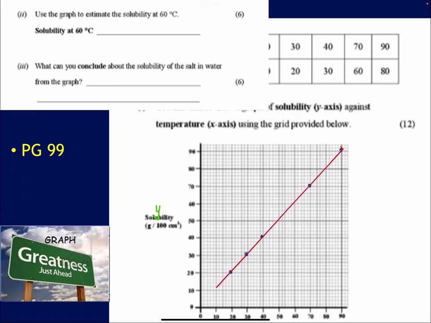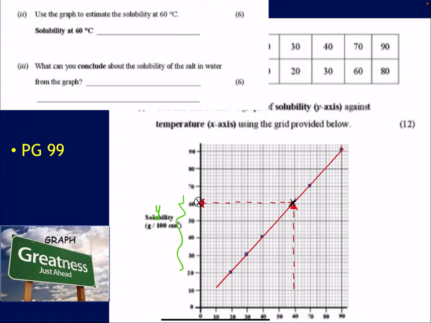I think my graph has actually moved, so I'm not going to get the right answers for your graphs, but we'll give it a go. So it wants the solubility, so I'm going to end up somewhere over here on the y-axis when I'm done. I find where 60 degrees is, and I go up. Once I hit my red line, I go across and I read off.